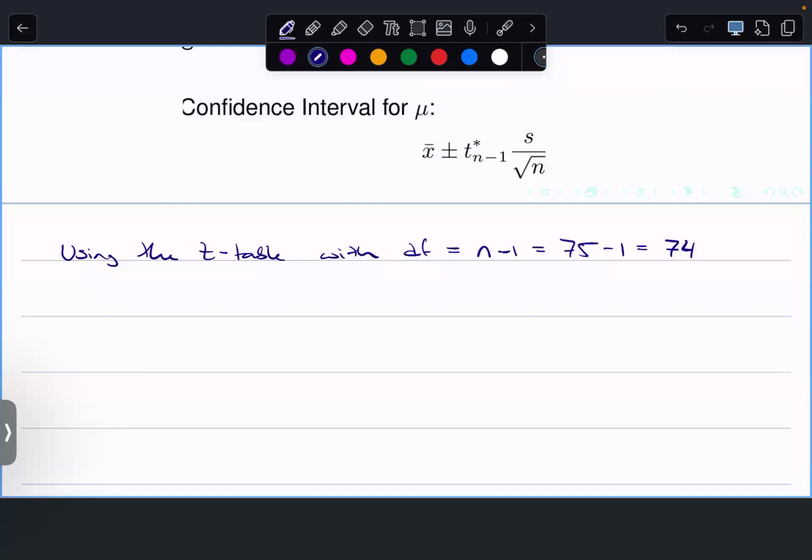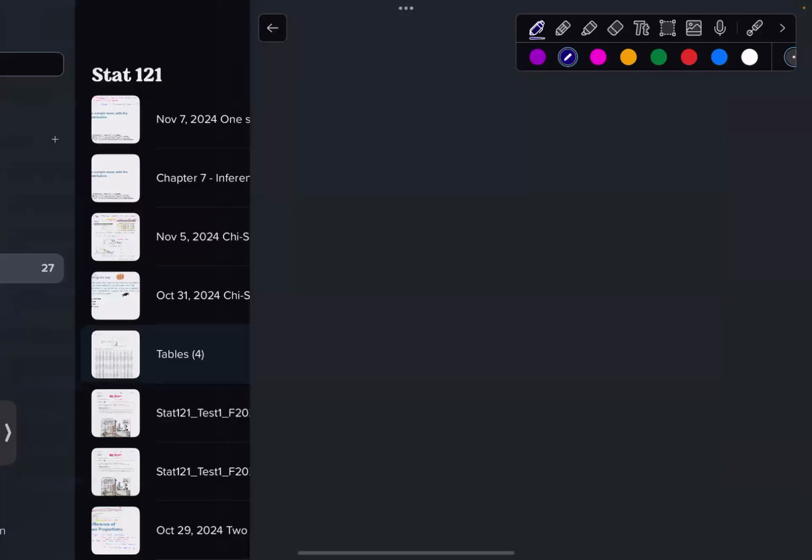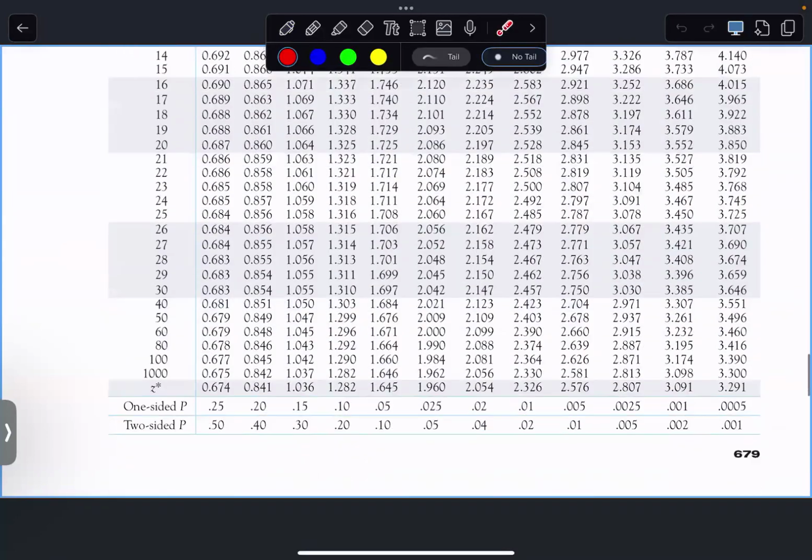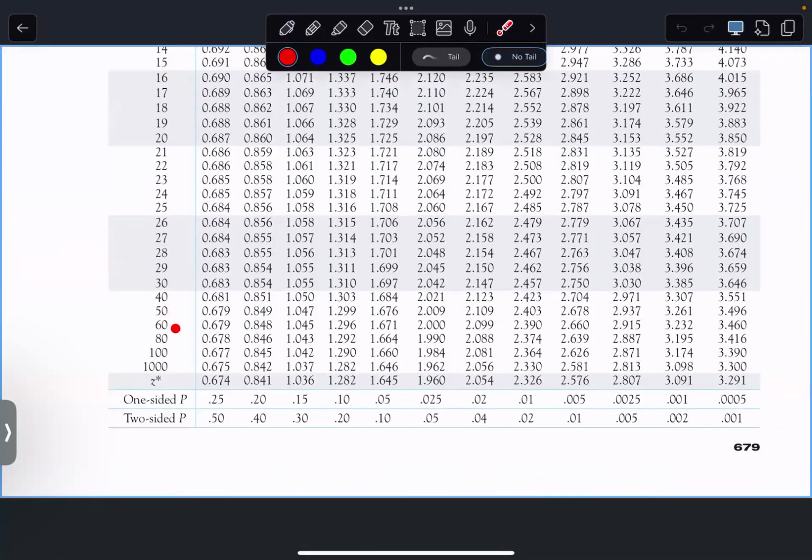If I try to find 74 in the table, I'm choosing between 60 and 80, but remember we have to go to 60 because if you go to 80, you're saying you have a bigger sample size than you actually do. And that is not good.